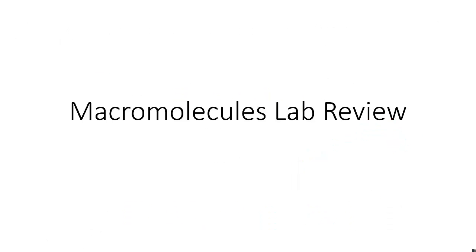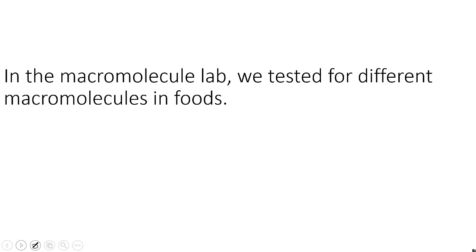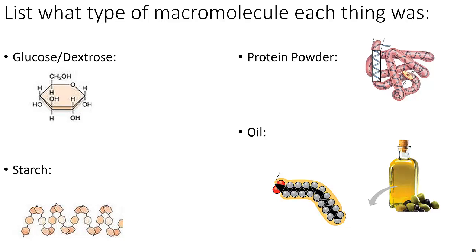So, macromolecules lab review. In the macromolecules lab, we tested for different macromolecules in foods. What type of macromolecule was each thing? Well, glucose and dextrose, if you look, it's a carbohydrate, right? It's a sugar. It's for energy. Starch is also a carbohydrate. They're carbohydrates, but they're different types. Protein powder is a protein, and oil is a lipid. Okay?